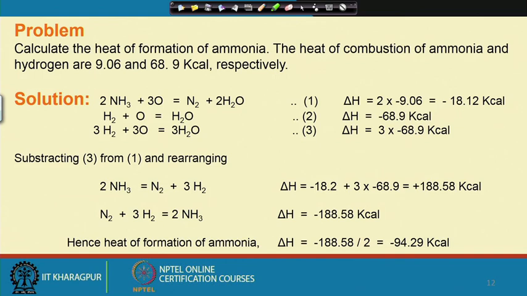Now, I have taken another example, that is the heat of formation of ammonia. The heat of combustion of ammonia and hydrogen is given here. You can look at here. This is the heat of combustion of ammonia. How can we calculate the heat of combustion of hydrogen? We can calculate like this, and for 3 moles of hydrogen combustion, we do 3 times this. So, as per this reaction, we can calculate this one.